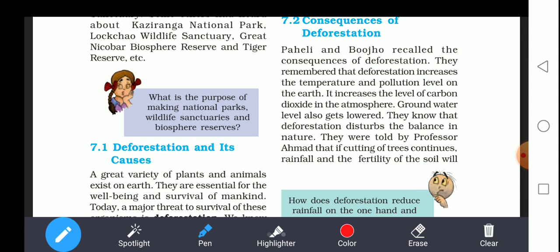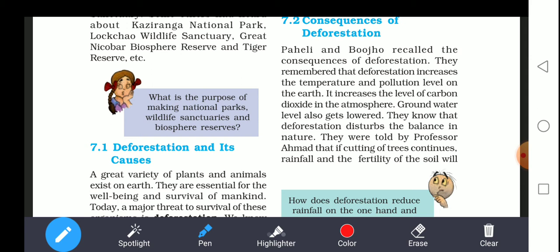A great variety of plants and animals exist on Earth. You will find a variety of plants and a variety of animals existing on Earth. They are essential for the well-being and survival of mankind. We are linked with plants and animals, indirectly or directly. Because of plants and trees, we are able to survive.